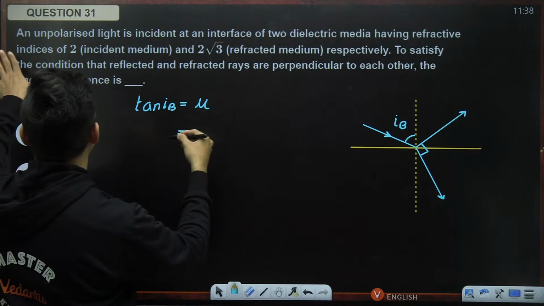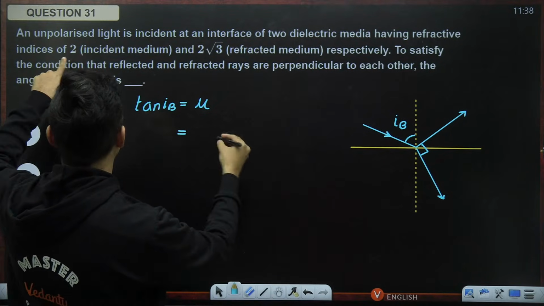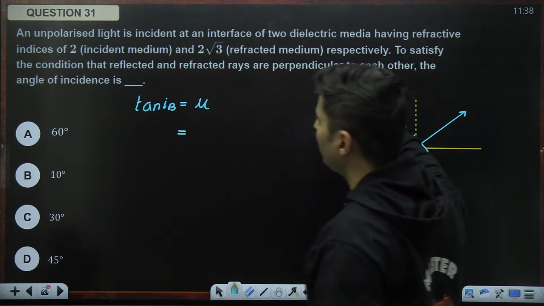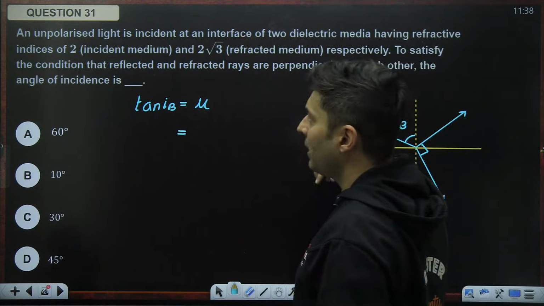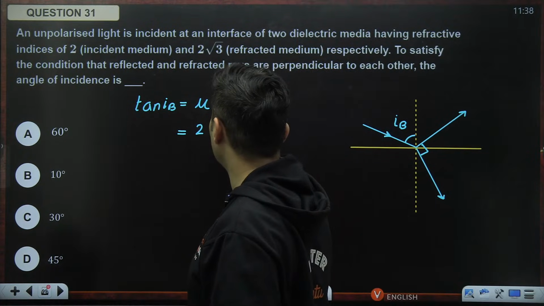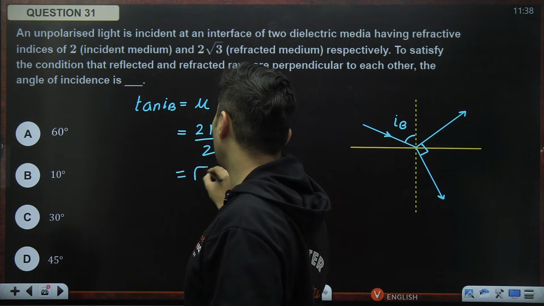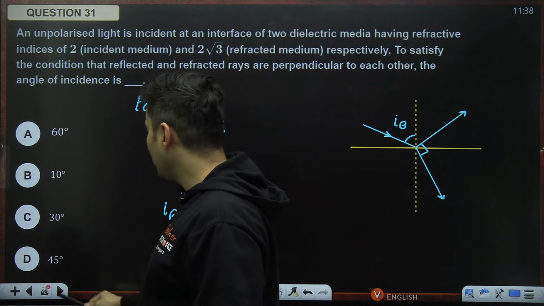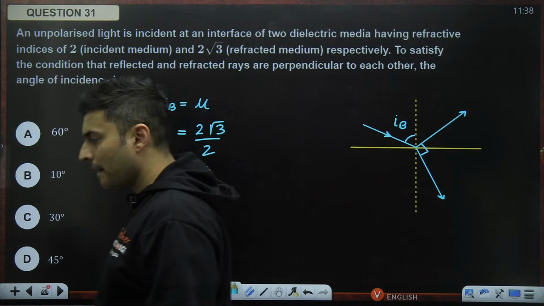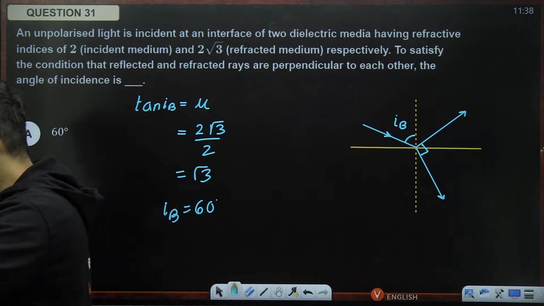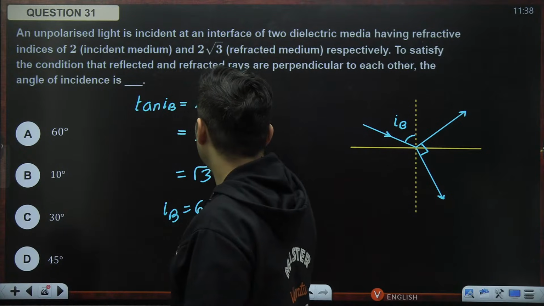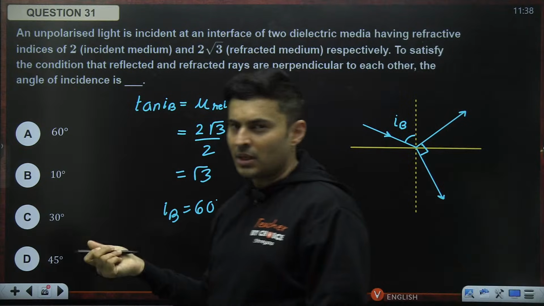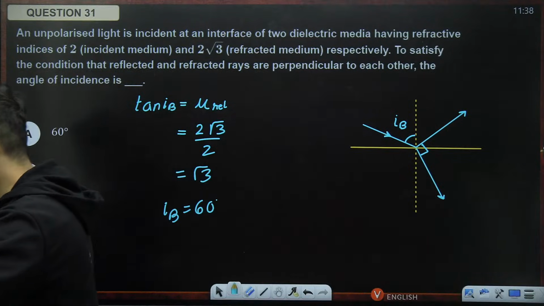So refractive index, the outer one will be rarer, the inner one will be denser. So having refractive index of 2 and 2 by root 3, 2 root 3, sorry. So 2 root 3 divided by 2, so that will be root 3. So that angle will be nothing but 60 degree. So 60 degree is the right answer, option A. Yeah, directly. So this mu in this case will be the relative refractive index, else it would be just the refractive index of that glass or the water. In this case, it will be relative because both the mediums are different.